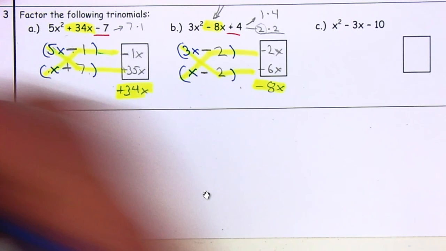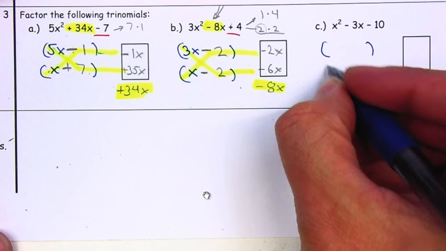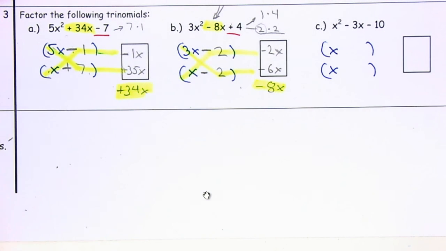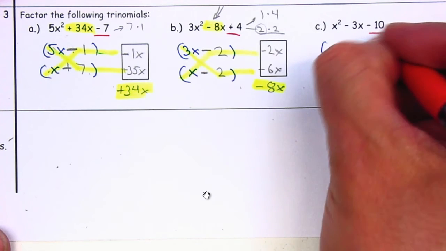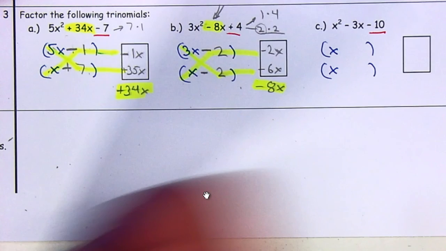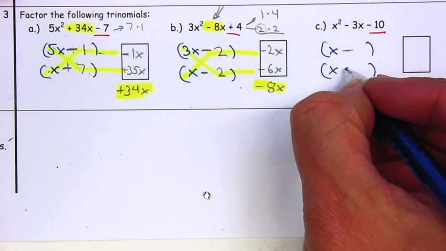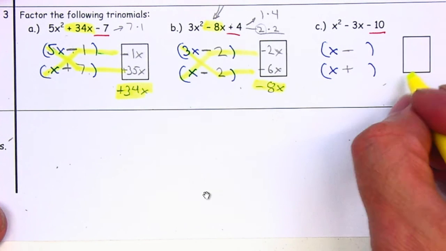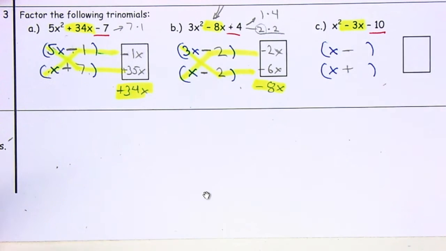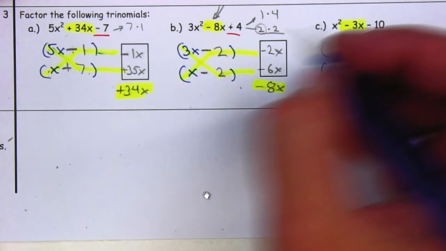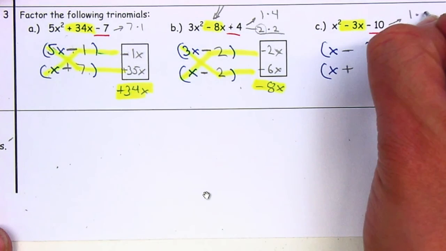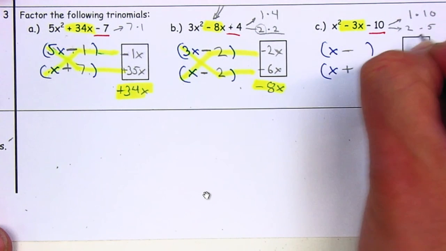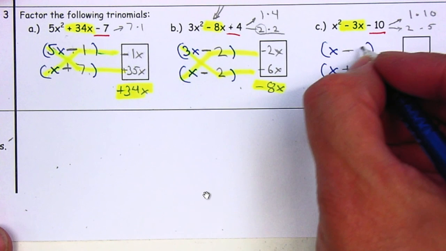And the last problem, letter C, double parentheses. Factors of x squared will be x and x. The last number is a negative 10. That means that one of them will be negative, and the other will be positive. When I add them, we need to end up with a negative 3x. The factors of 10 are 1 times 10 or 2 times 5. I'm going to use 2 and 5 because I need to end up with a 3.